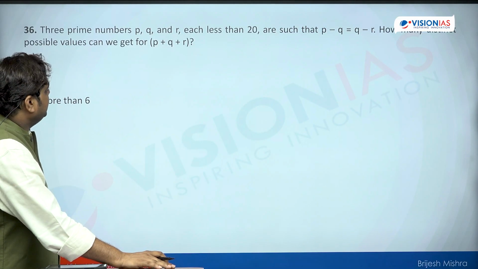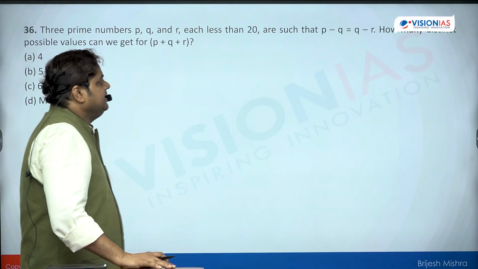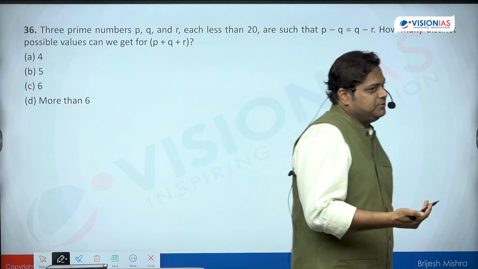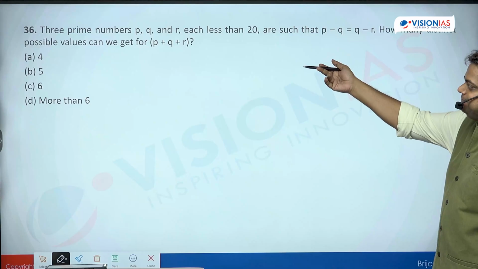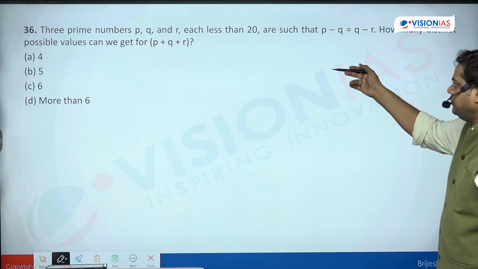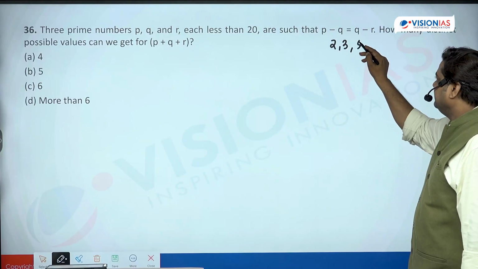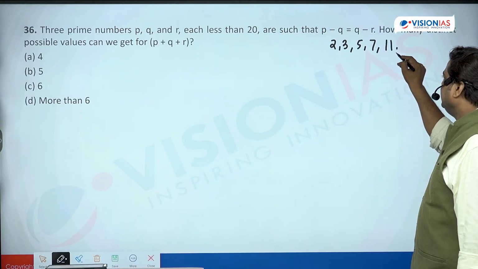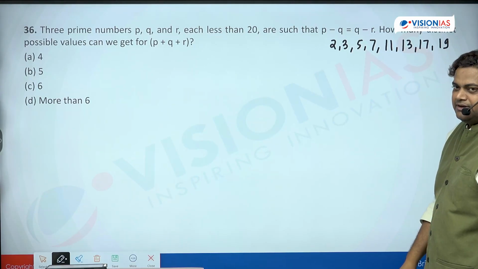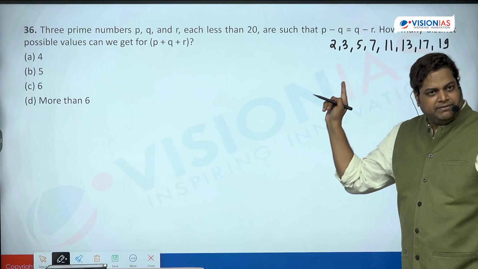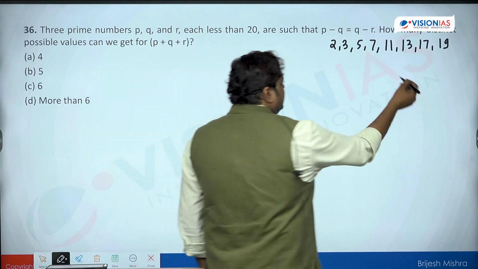3 prime numbers P, Q, R, each less than 20 are such that P minus Q is equal to Q minus R. 2 back-to-back questions the same way. So what are the prime numbers? We can have 2, 3, 5, 7, 11, 13, 17, 19. These are the prime numbers. Are we missing out on any prime number? We have written all. Then it is being said, P minus Q is equal to Q minus R.